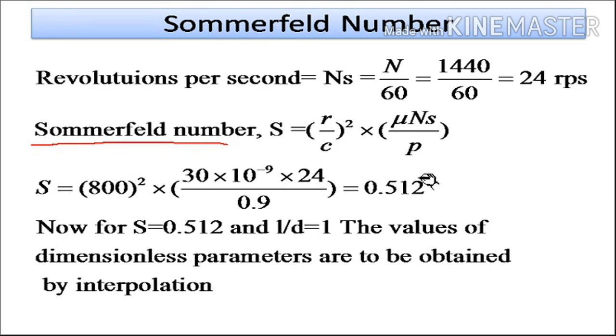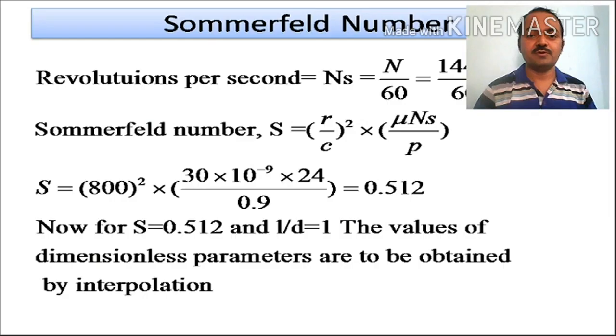If we put all these values to get the Sommerfeld number, first of all 800 square, into 30 into 10 raised to minus 9 multiplied by 24 divided by 0.9, that is equal to 0.512, which is the value of Sommerfeld number. So now for this value of Sommerfeld number and L by D ratio equal to 1, we have to determine the values of the dimensionless parameters.